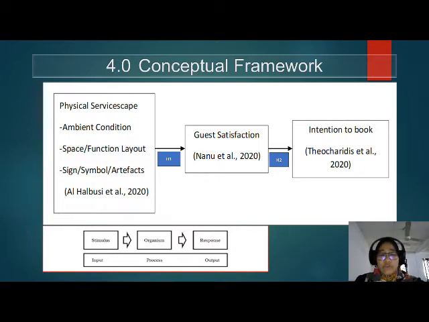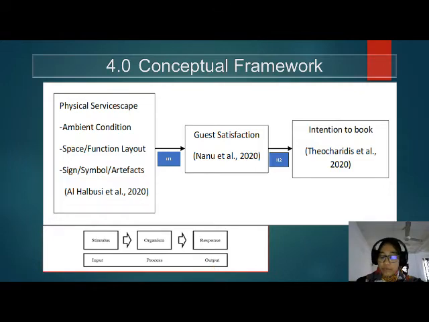We have two hypotheses, H1 and also H2. As stated here, the theory of the study is stimulus, organism, and response: input, process, moving to the output, that is intention to book.